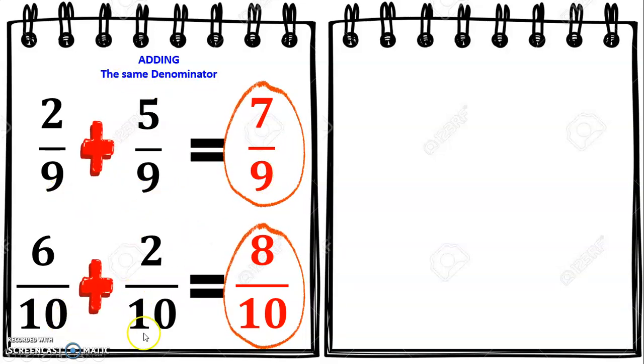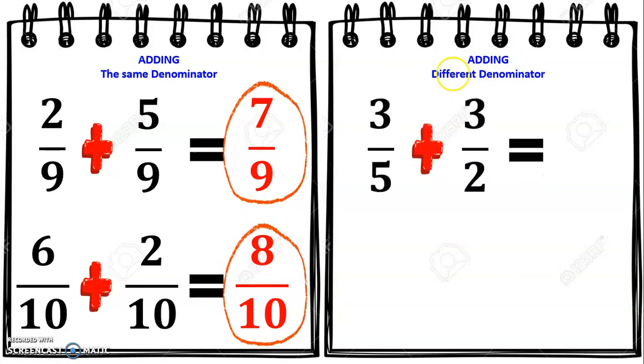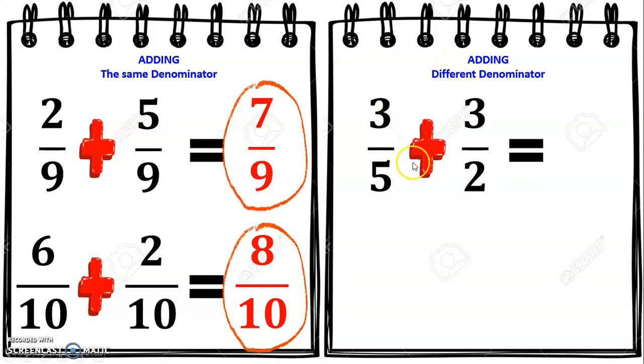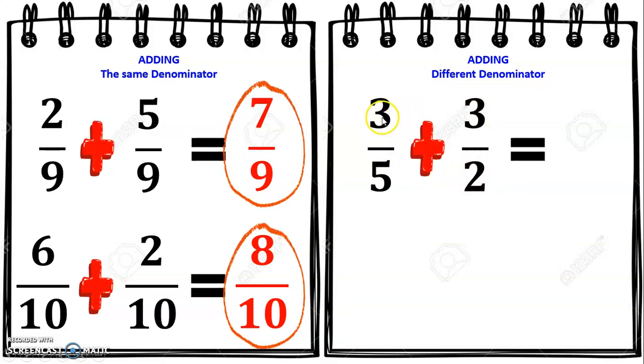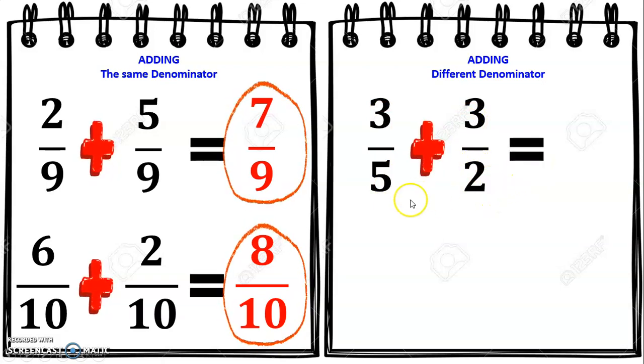This is what I call the denominator. And now we're going to talk about adding different denominators, which are not the same, or unlike. So we have here, kids, 3 over 5 plus 3 over 2. You can see they have different denominators, which are not the same.